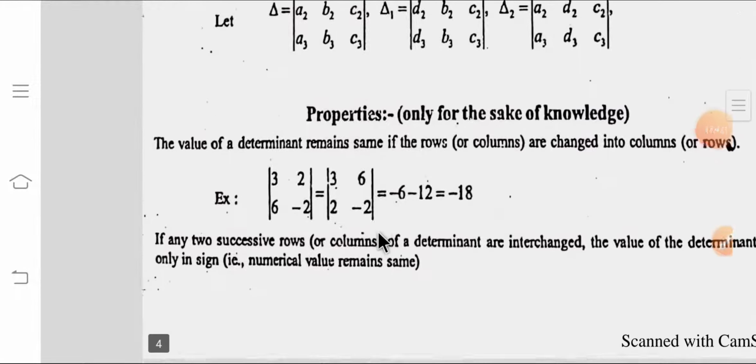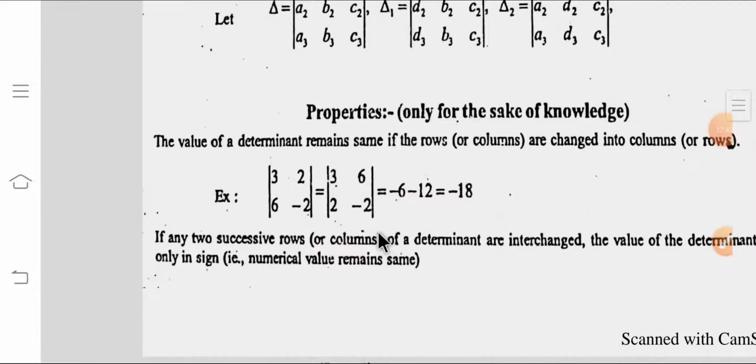So, properties. What are the properties? The first property is that the value of the determinant remains the same if rows and columns are interchanged. That means if we interchange rows into columns, we get the same value of the determinant. For example, suppose the determinant is |3 2; 6 -2|, which is equal to |3 6; 2 -2|. The columns are written as rows, and we get the same value.